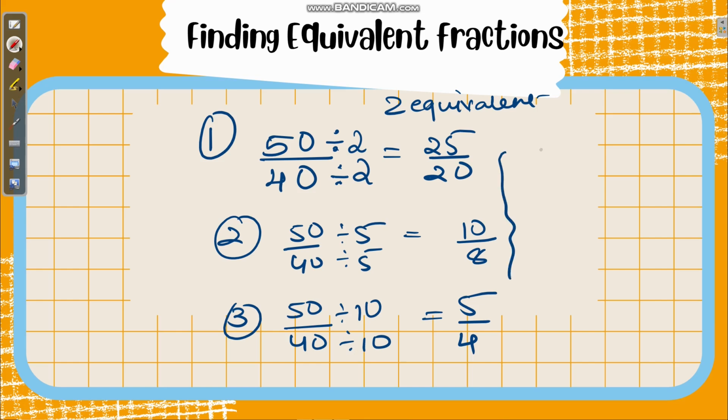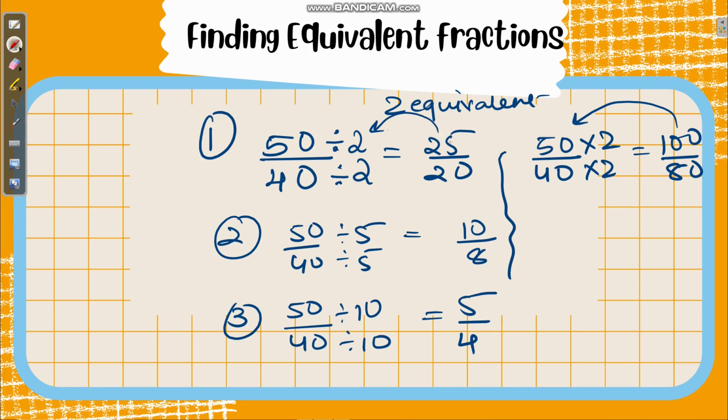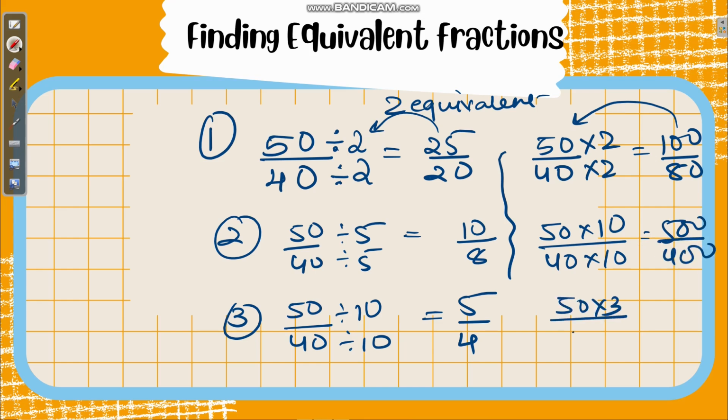But if I want to find two equivalent fractions, I can multiply also. For example, 50 upon 40 is the given question. I'll multiply by 2. So I'll get 100 upon 80. So 100 upon 80 is also an equivalent fraction of 50 upon 40. 25 upon 20 is also an equivalent fraction of 50 upon 40. I can simply multiply by 10 and I'll get my answer as 500 upon 400. Or I can do into 3. This is 40 into 3. So that's 150 upon 120.